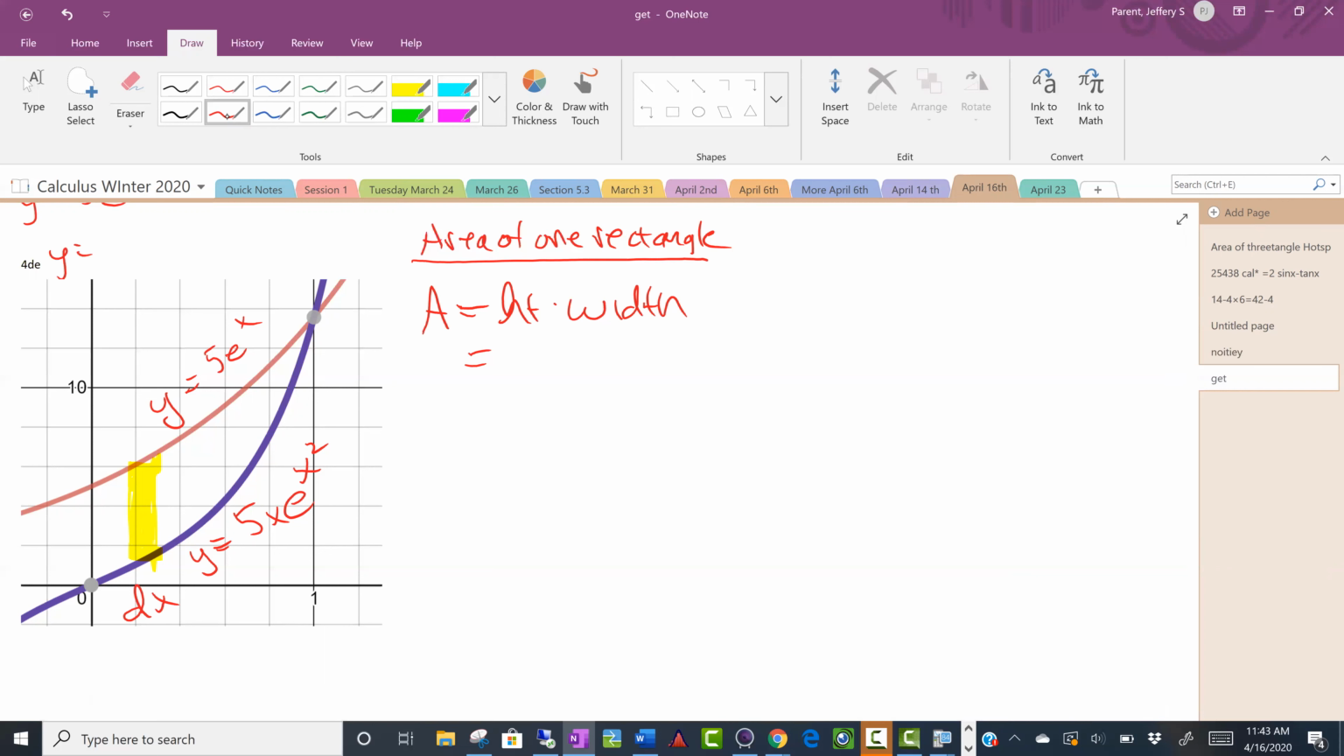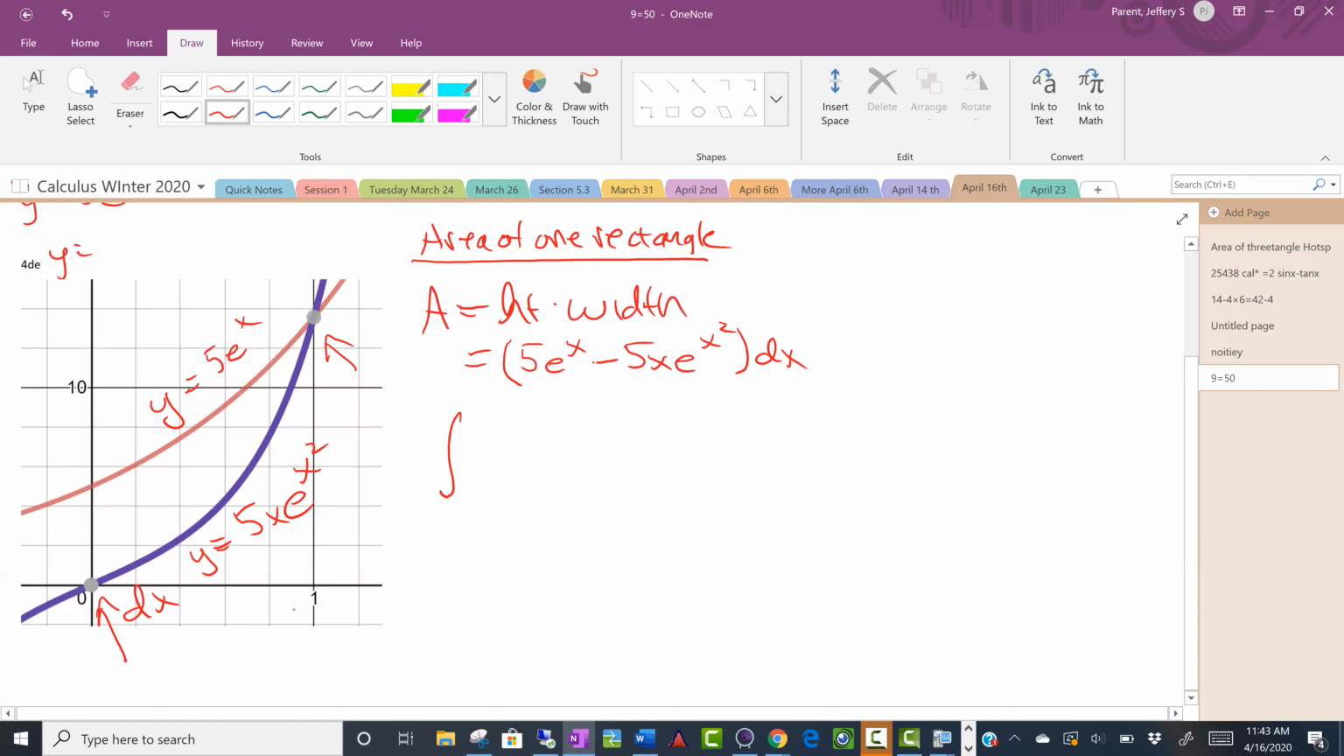All right, so the width is just going to be our dx. The height is going to be top minus bottom, so it's going to be 5e to the x minus 5x e to the x squared times dx. Right, that's what I got. And it's gone again. All right, so we're going to integrate that from, I'm done trying to draw on this thing.